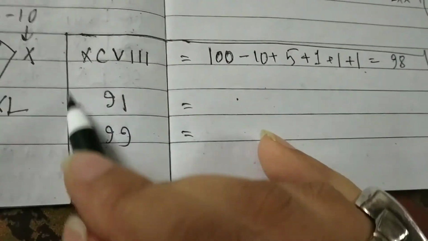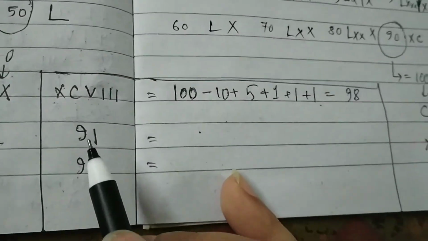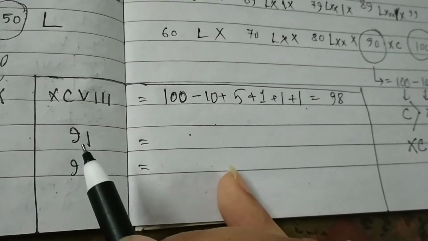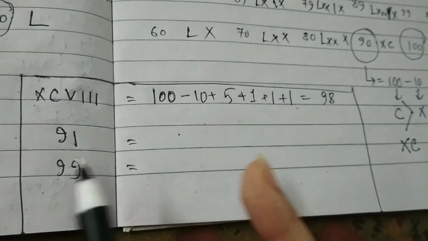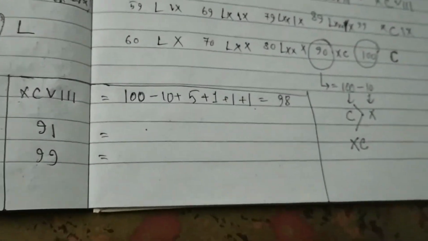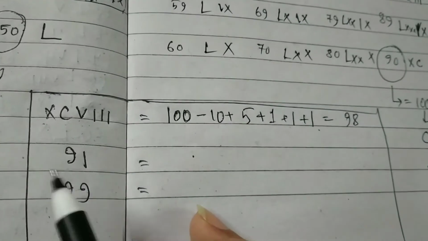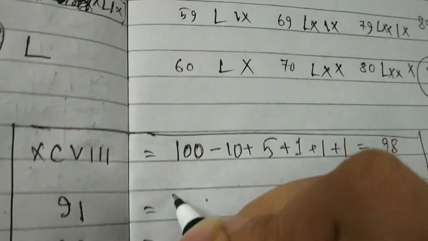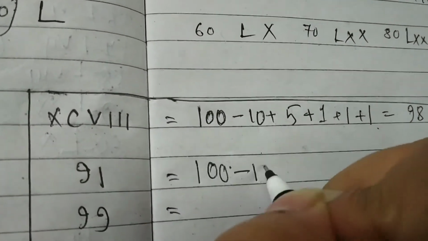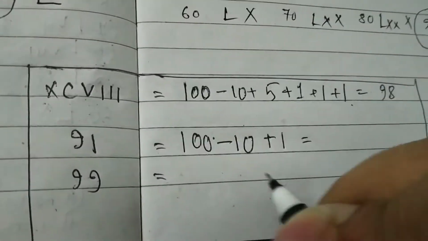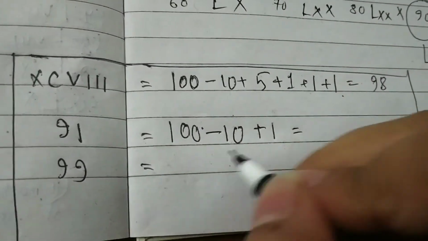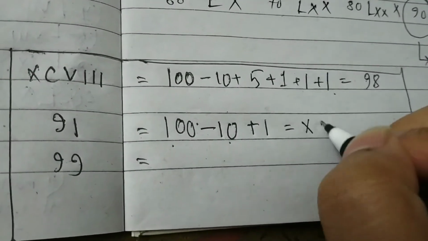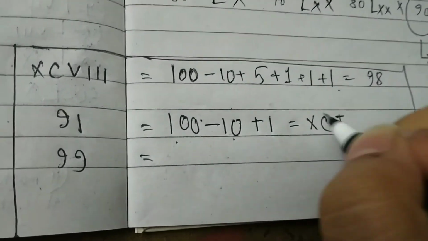Now 91. How to convert this? Always when the number is given in the 90s series, from 90 to 100, you will refer to the highest number, that is 100. 91 is from 90 to 100, so you will refer to 100. So 91, how can we break it up? We can break it up as follows: that is 100 minus 10, that is 90, and add 1. So 10 is X, 100 is C. So XC, XCI.